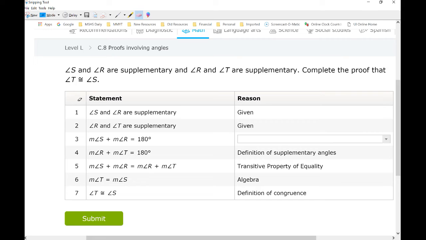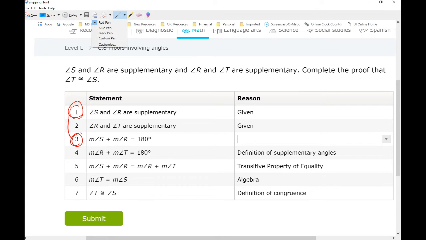All right, so here we have our statements being broken down. You can first see our initial two givens. That comes right from the statements up above there. What I want you to do is see the connection between 1 and 3. Statement 1 says that object angle S and object angle R are supplementary, and then statement 3 takes that and turns it into number language. The measure of angle S plus the measure of angle R equals 180 degrees. So we're transitioning from object language to number language. Okay, can you see the difference there?